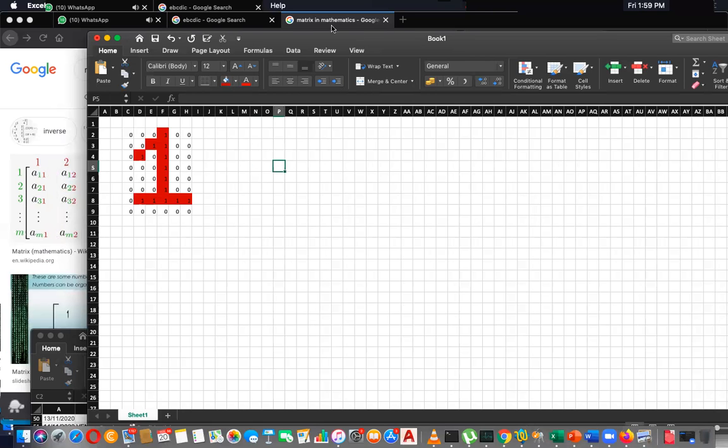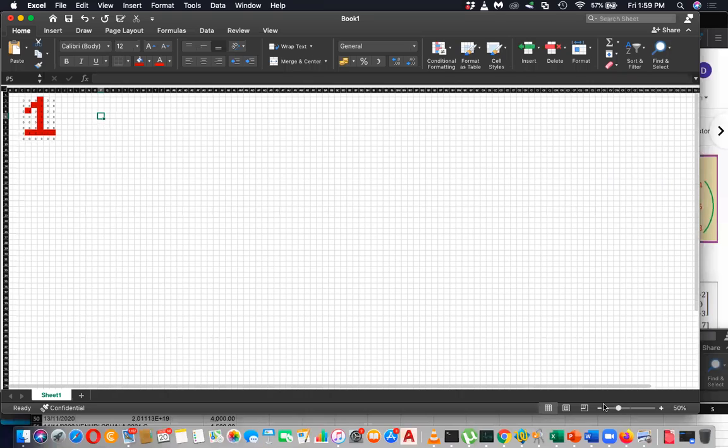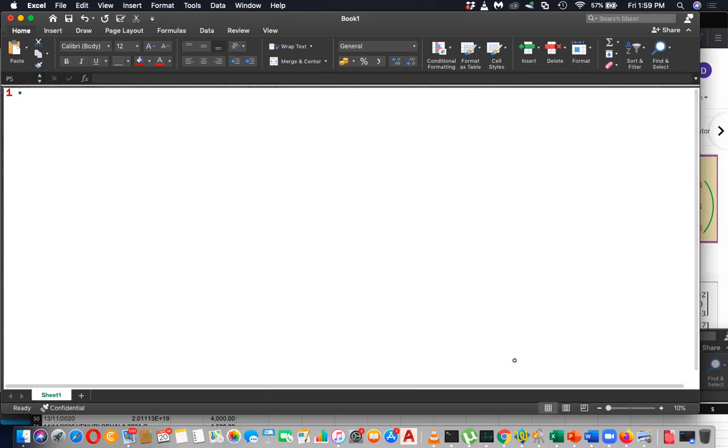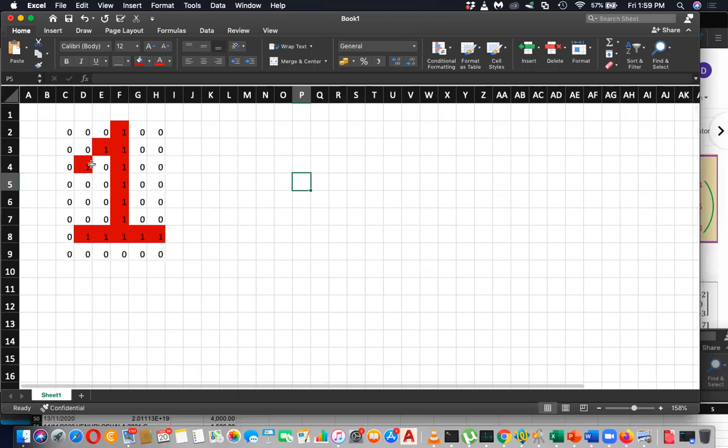Ultimately, what you can see here, the colored ones, it is 1. So if I minimize or if you reduce the size, you can see on my screen, it is 1. This is how letters are created in your monitor. Actually, these matrix elements, this element is called a pixel. The smallest element is called a pixel.